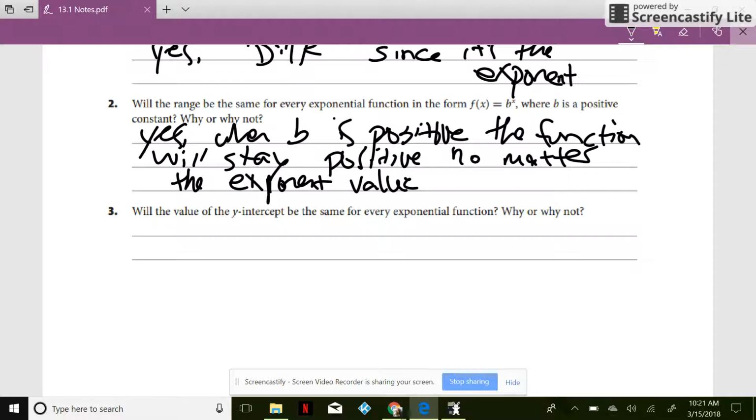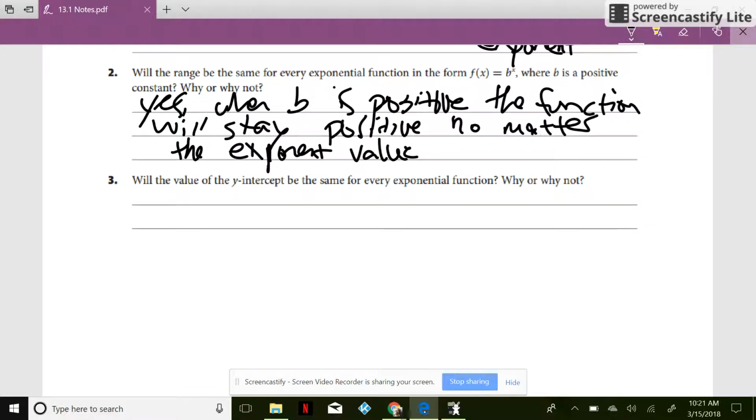Will the value of the y-intercept be the same for every exponential function? This is another one that's yes, because any number to the 0 power ends up being 1.